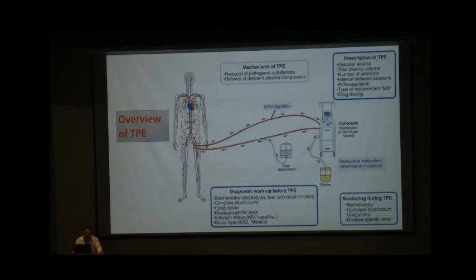In this beautiful diagram, we can see the human. The patient is connected with this machine, and we can see the blood which we are taking out from this person. Once we take this blood out, we mix it with anticoagulation. The blood goes into the machine. There is a centrifugation mechanism, or it can be membrane based, and we remove the pathogenic substance in the form of plasma, and again we give it back to the patient along with the replacement fluid. So the basic mechanism is the removal of the pathogenic substance and delivery of plasma components.